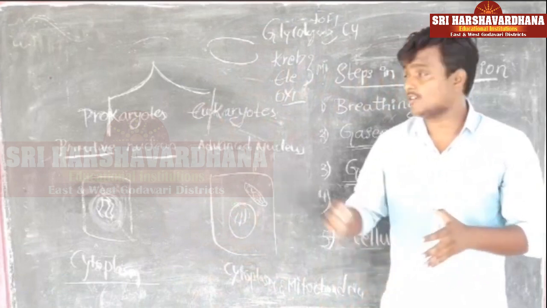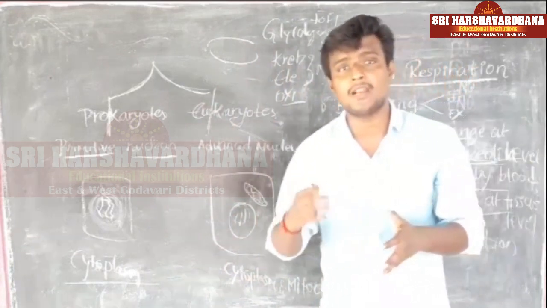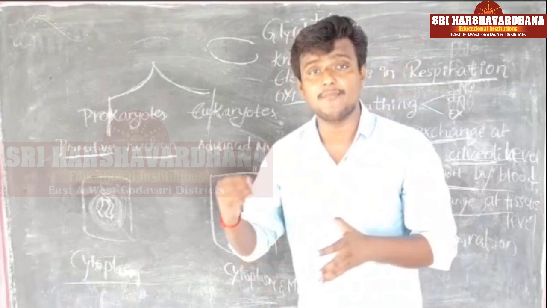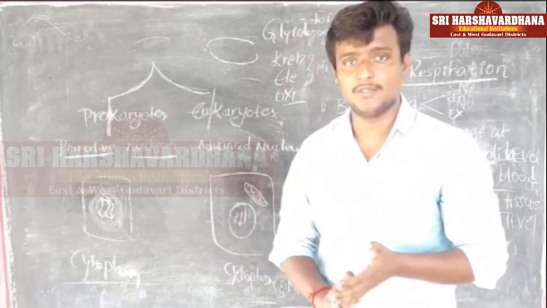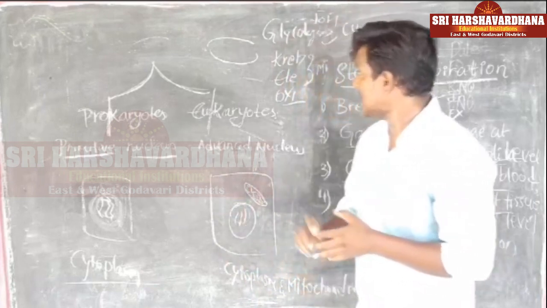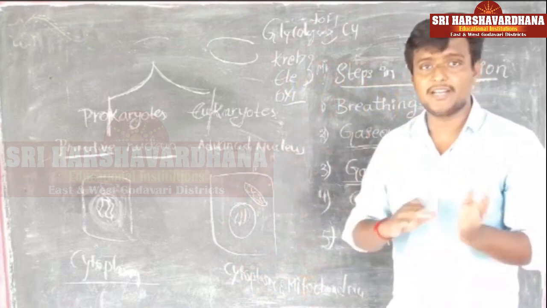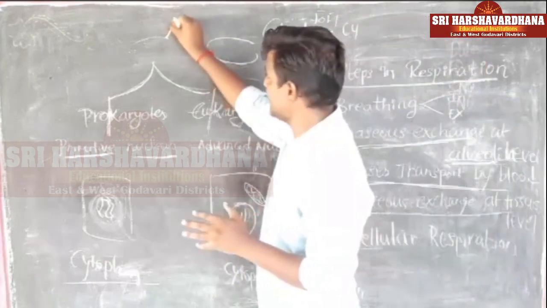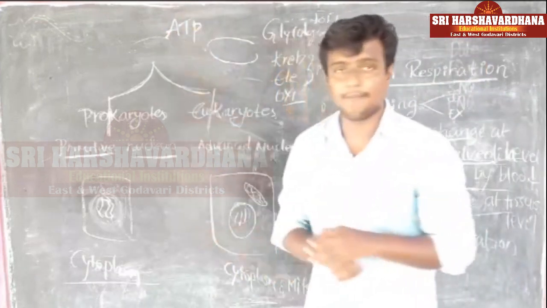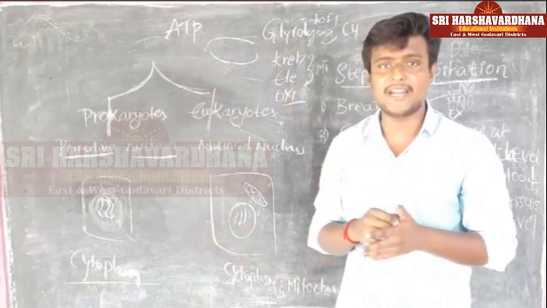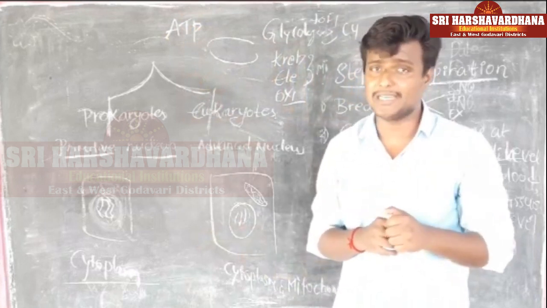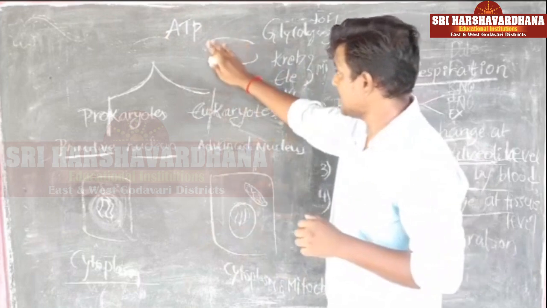In the prokaryote there are no membrane bounded structures. That's why we can see it only in the cytoplasm. So when the energy is liberated, what happens? ATP will be generated. You know that when one glucose is broken down, a total of 38 ATPs will be released.